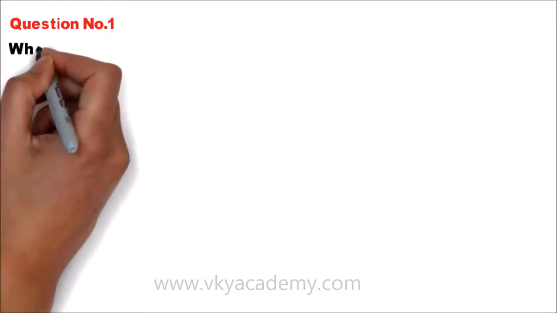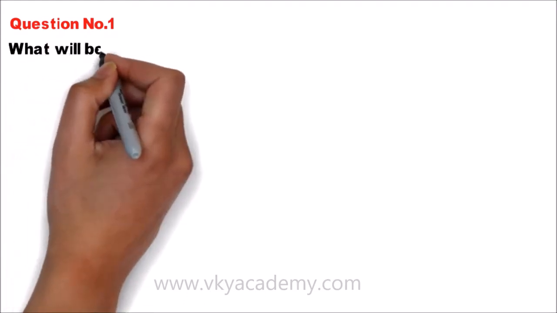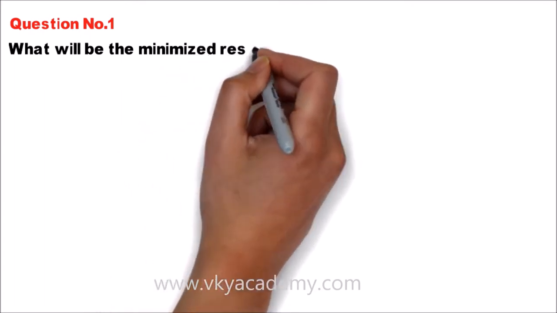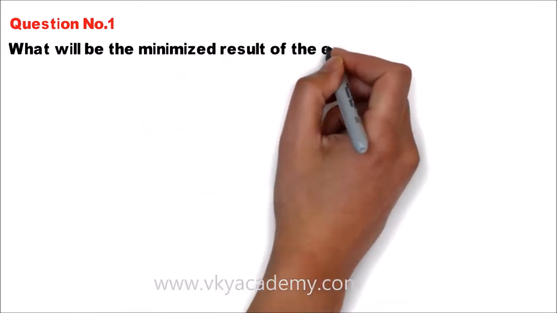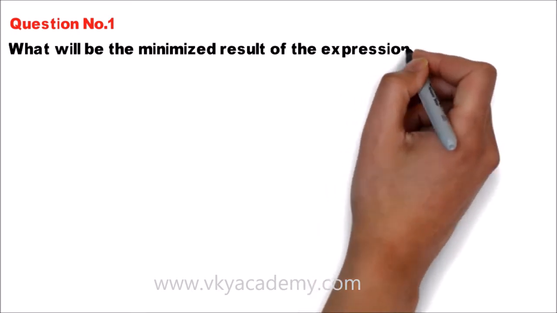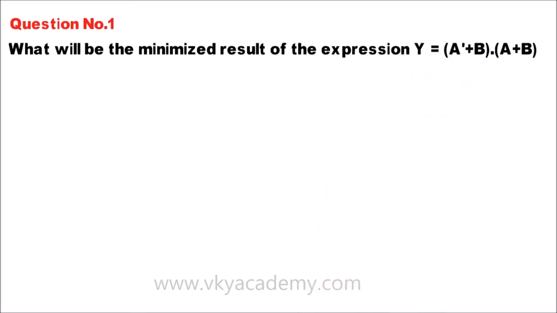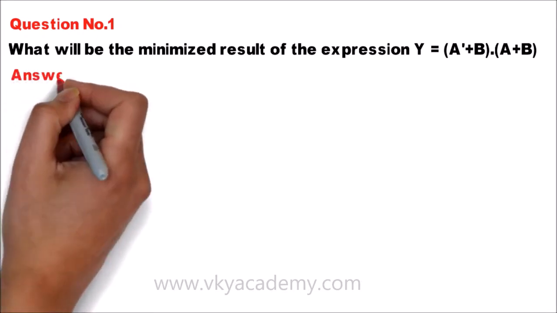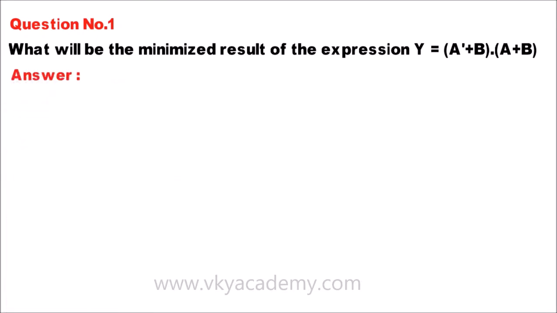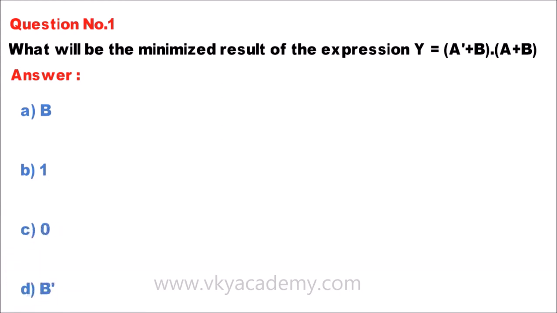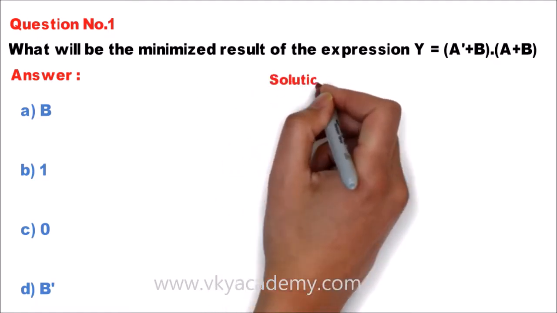Now this is the question number 1. What will be the minimized equation or what will be the minimized function of the given Boolean function? Now the equation is y is equal to (a complement plus b) dot (a plus b), and the options available are b, 1, 0, b complement. Now we will see how to solve this question.